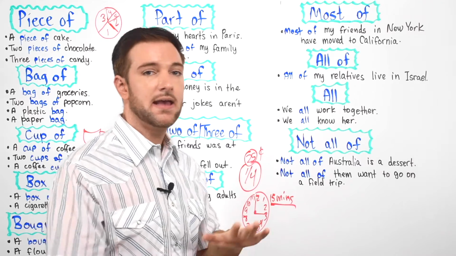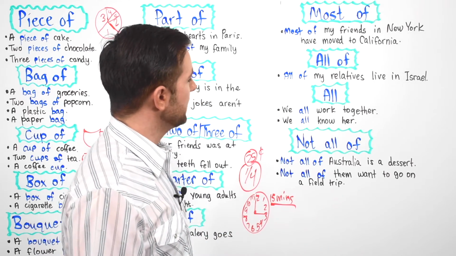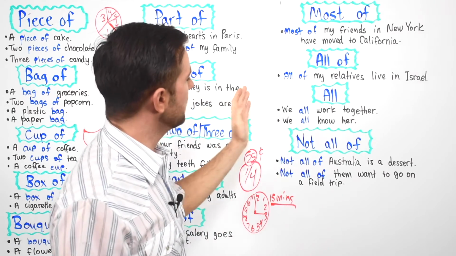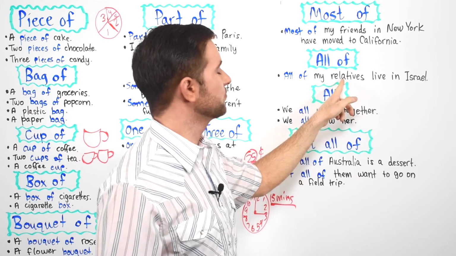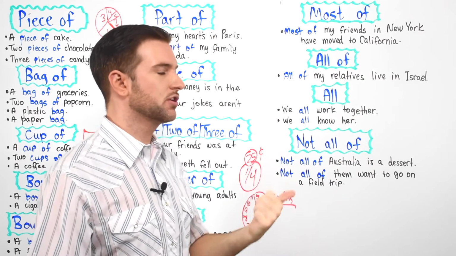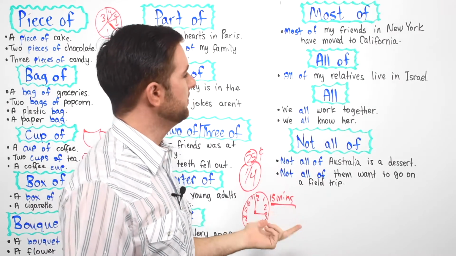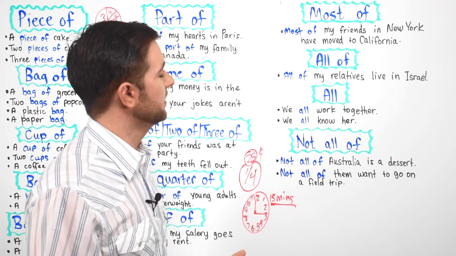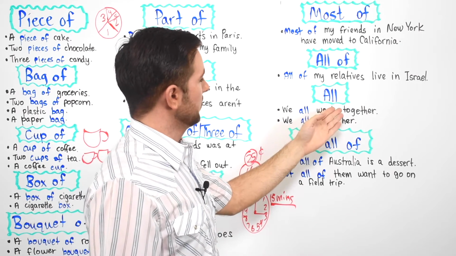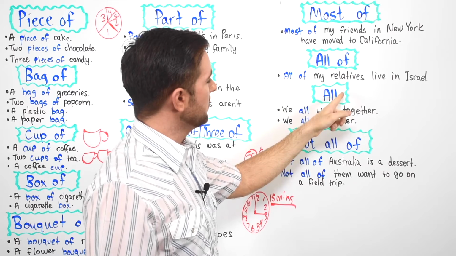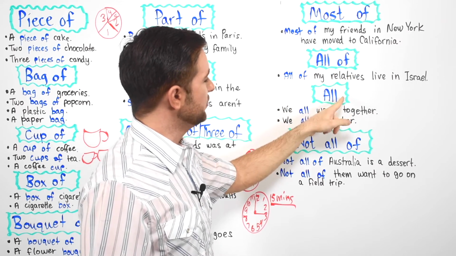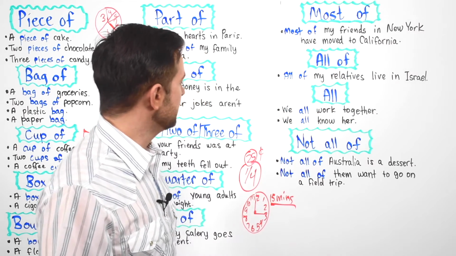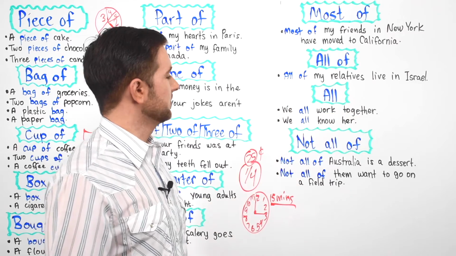All of, meaning everything. All of my relatives live in Israel, meaning all my relatives. In this case, we use relatives like your cousin, your aunt, your uncle, people like that. Perhaps your mom and dad as well, grandparents, okay? All right? So notice that we don't have all of, like here. We just have all. And we could say things like, we all work together, okay?